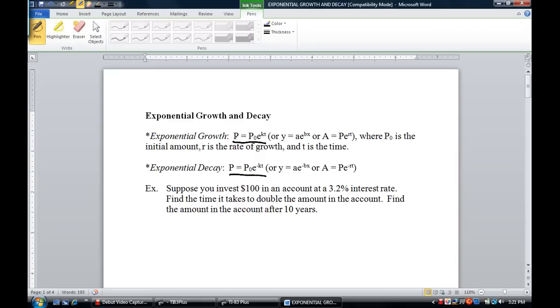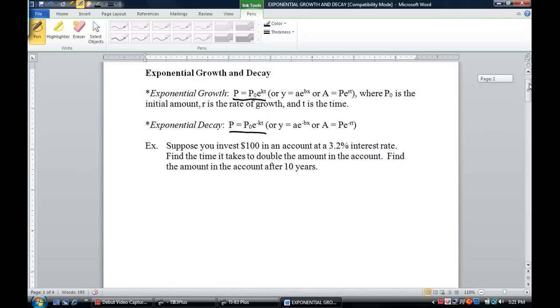P is the final amount. P sub 0 is the initial amount. The 0 means nothing algebraically. It's just notation. E is the natural number. K is the exponential growth rate. We're going to express it as a decimal. And T is the time. Now if it's a growth, it's a positive exponent. If it's a decay, it's a negative exponent. And so let's do some examples.